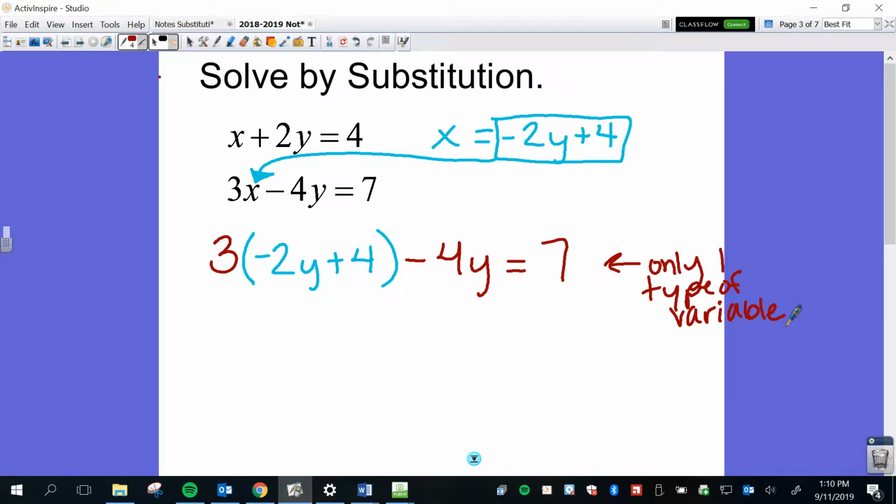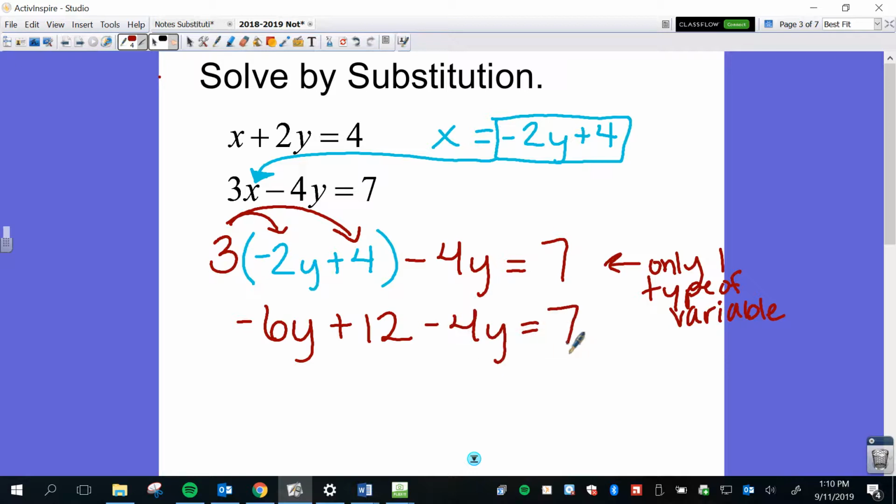Now we use our algebra skills. We're going to distribute the 3. Now we're going to solve for y, so we have to do all that algebra business. We distribute the 3. 3 times negative 2y is negative 6y, right? 3 times 4 is 12. Minus 4y equals 7. So far, so good? Now what can I do? Combine like terms. I have negative 6y and negative 4y, which makes negative 10y. Plus 12 equals 7. Well, don't forget.